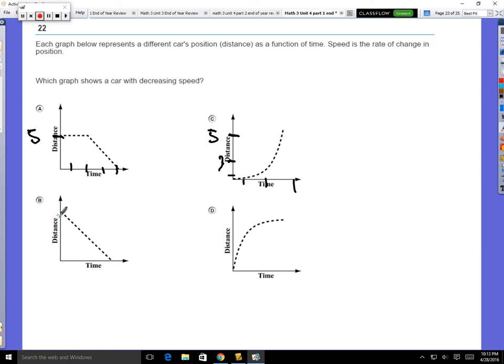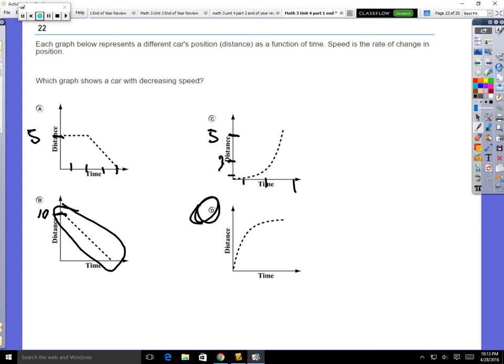This car starts off 10 miles away. Just making these up. Start the clock. Now he gets closer, closer, closer, closer, closer until he gets home, but his speed stays constant. His speed never changes. It's D. This car starts off getting really far away from home, but then he slows down and stays about the same distance. So it's D. He's slowing down.